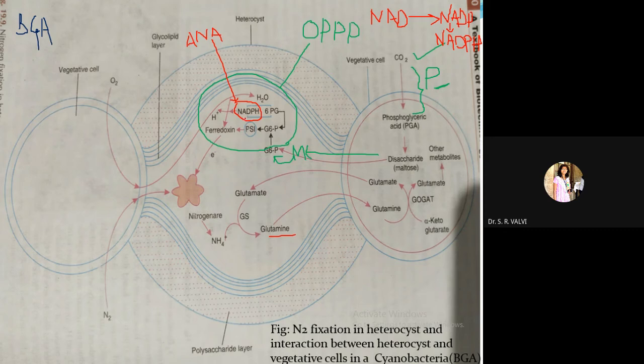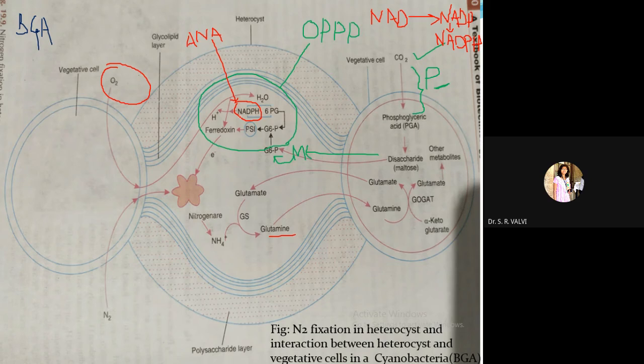So here NADPH is nothing but what? The first N stands for nicotinamide, A stands for adenine, D stands for dinucleotide, and PH stands for phosphate. Nicotinamide adenine dinucleotide phosphate. So that is NADPH. Further this NADPH is going to combine with whom? See again over here, it is going to combine with oxygen, right?